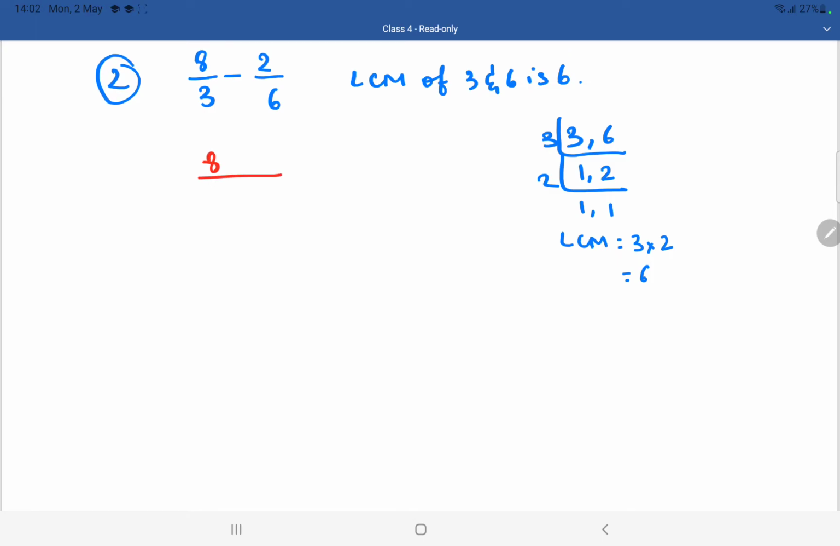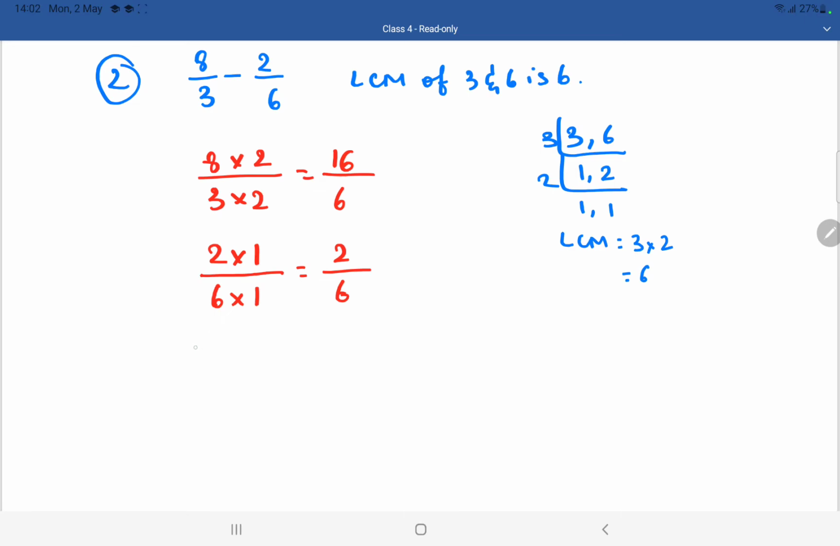Now I should write 8 by 3 multiplication, and as I have got the LCM, you copy the same LCM in the denominator of this. What should I multiply with 3 in order to get 6? 3 2s are 6. So you have to write the same 2 in the numerator also. What is 8 2s? 16. 2 by 6, which is equal to 6 1s are 6, and the same number in the numerator also.